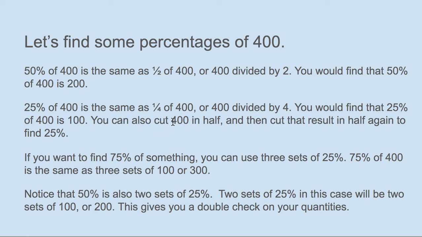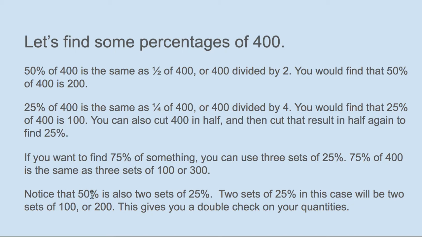You can also cut 400 in half and then cut that result in half again to find 25%. If you want to find 75% of something, you can use 3 sets of 25%. 75% of 400 is the same as 3 sets of 100, or 300.